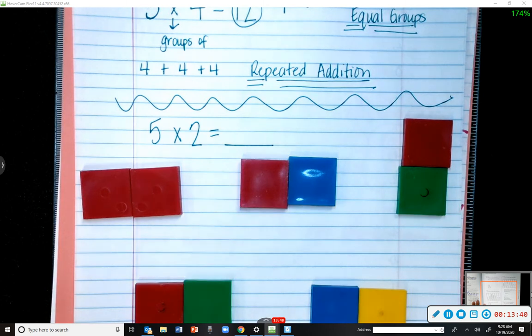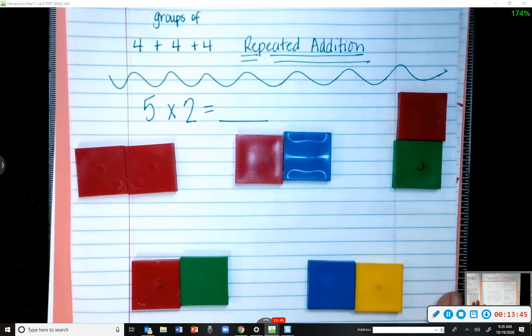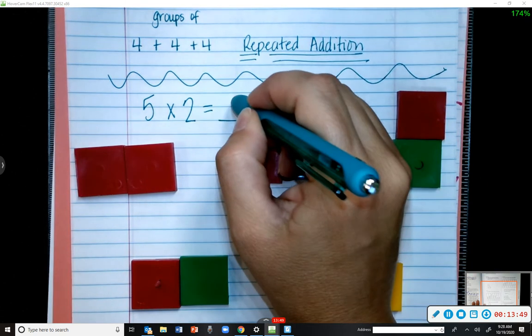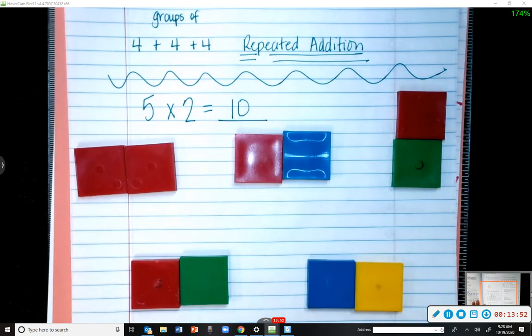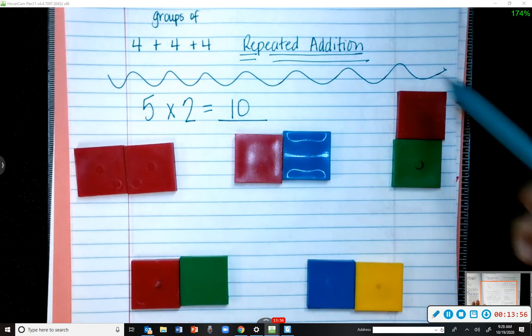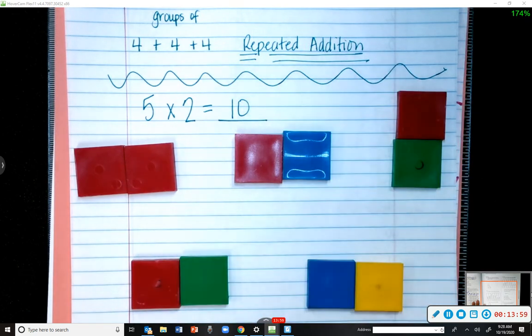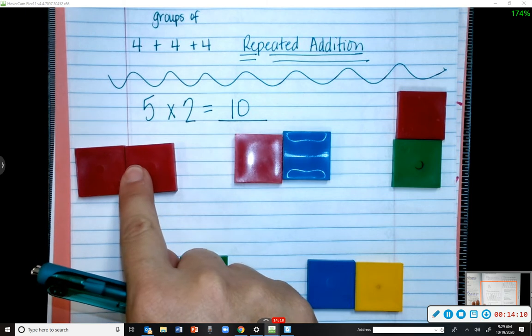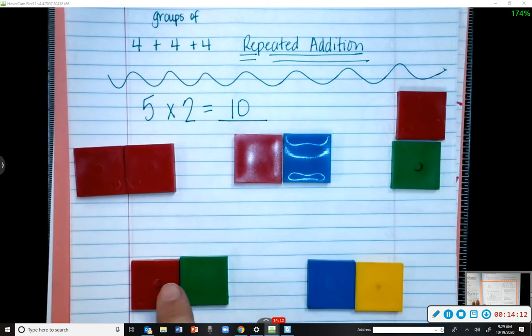So what would our product be, class? How many tiles do we have in all? Aaliyah? 10. So that's your product. Now for repeated addition, what number would I add up over and over again based off these groups that I see? What do you think, Gregory? What would I add up over and over again? 2. Good. So I have 2 plus 2 plus 2 plus 2 plus 2.